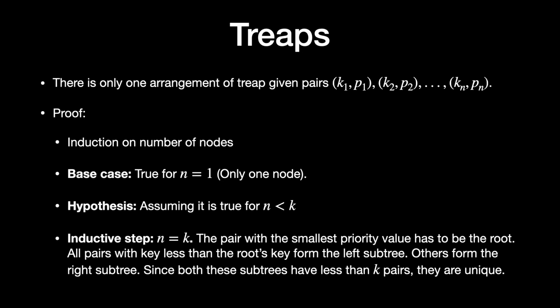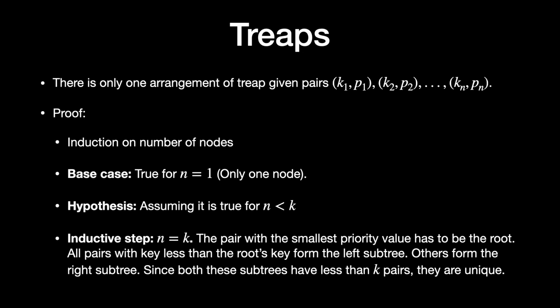I want to prove a very important result for treaps. Given a set of pairs k1, p1, k2, p2, all the way up to kn, pn, there's only one arrangement of a tree, no matter in which order these pairs are inserted and no matter how they are inserted. The proof is by induction on the number of nodes. The base case is obvious. The base case is n equals 1, so there's only one pair. When there's only one pair, there's only one node, and thus only one arrangement.